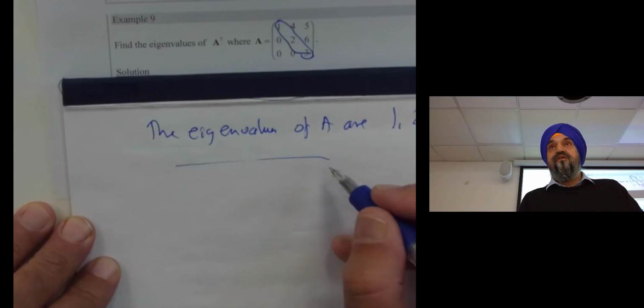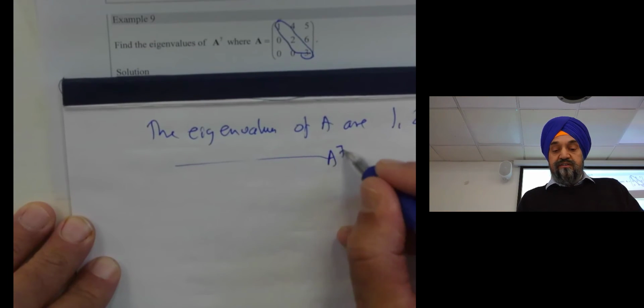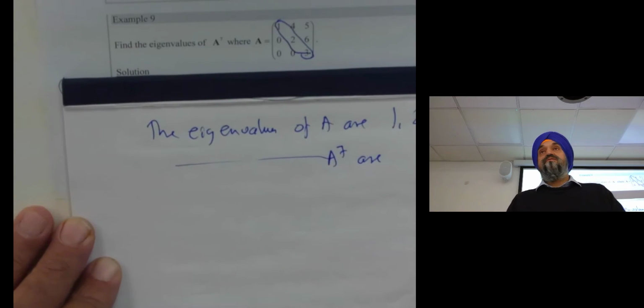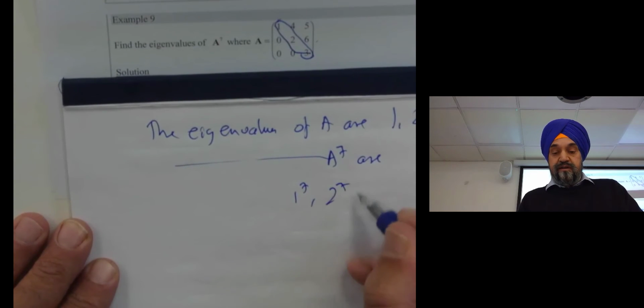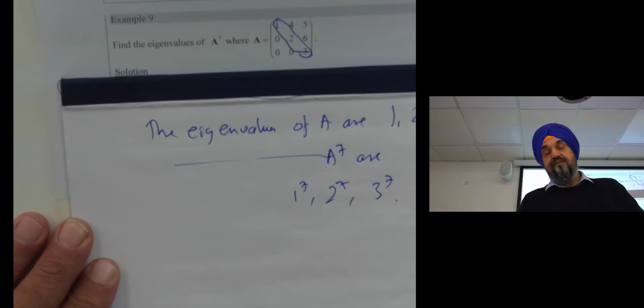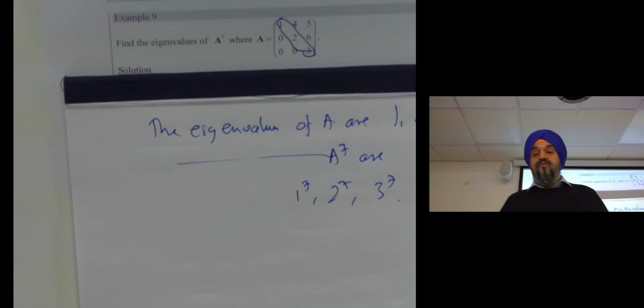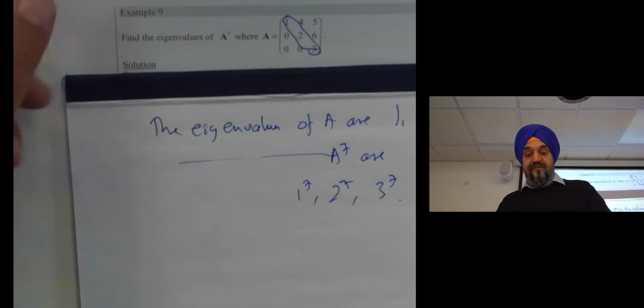What are the eigenvalues of A to the 7? Well, they're going to be 1 to the 7, then 2 to the 7, then 3 to the 7. Simple as that, isn't it? 1 to the 7, 2 to the 7, and 3 to the 7 are going to be the eigenvalues of A to the 7. So you don't have to work out A to the 7. There are the eigenvalues of A to the 7.